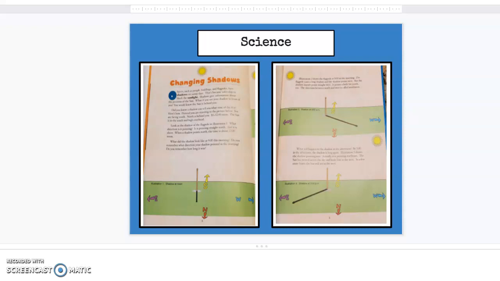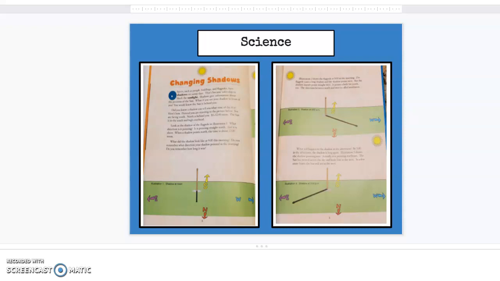Look at the shadow of the flagpole in illustration number 1. What direction is it pointing? It's pointing straight north, and it is short. When a shadow points north, the time is about 12 noon. What did the shadow look like at 9 o'clock this morning? Do you remember what direction your shadow pointed in the morning? Do you remember how long it was?